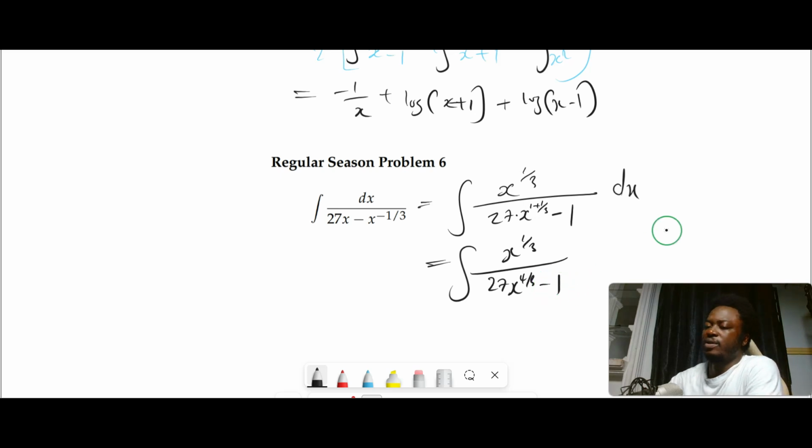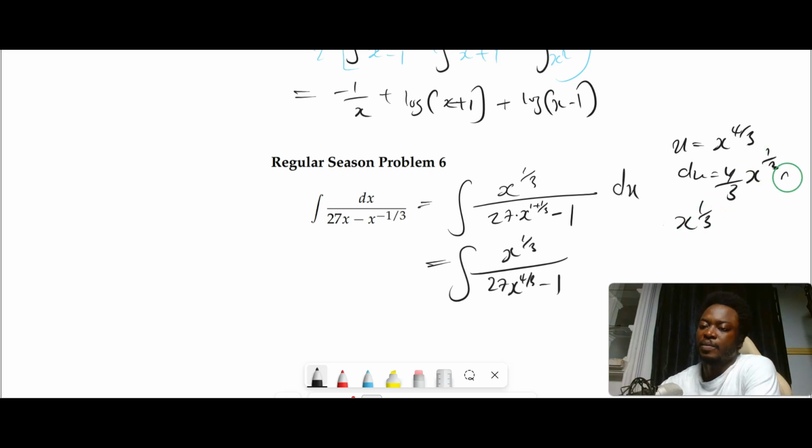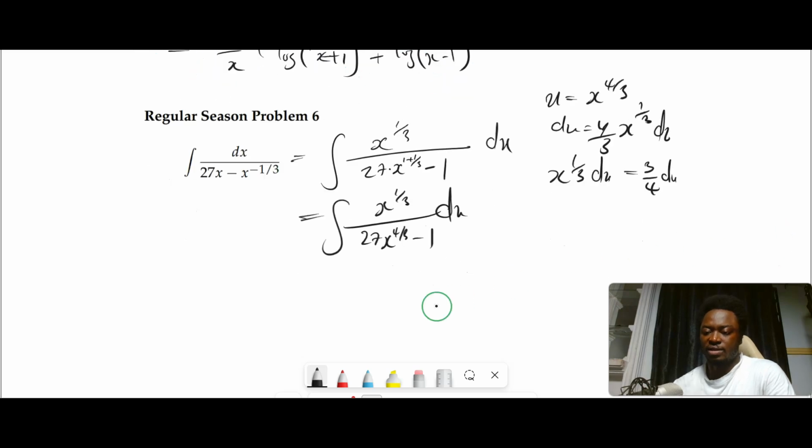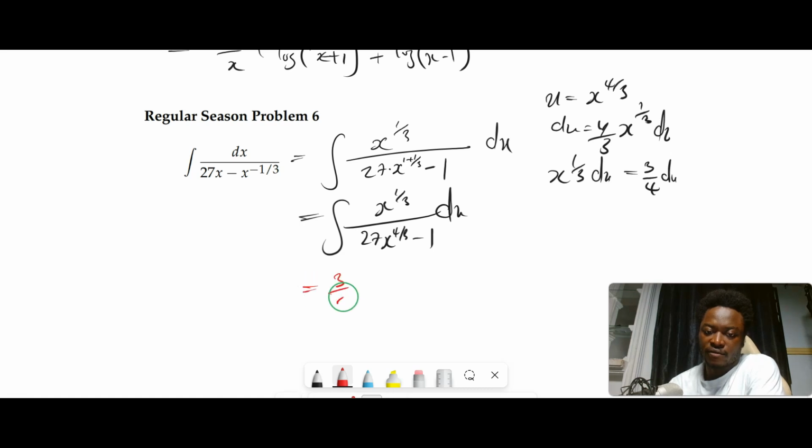I think something can happen here, because if you take u to be x to the power of 4/3, then du would be 4/3 times x to the power of 1/3 dx. So x to the power of 1/3 dx, which is what we have here, is going to be 3/4 du. So we come down, and then we will have to write this as 3/4 times the integral of du over 27u minus 1.